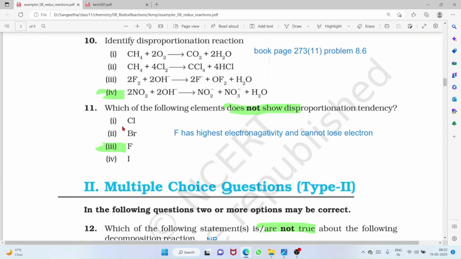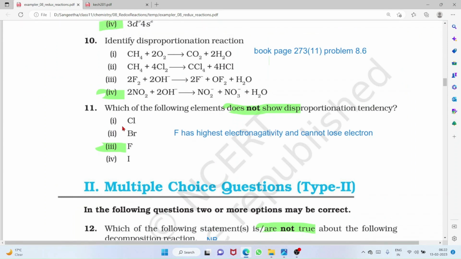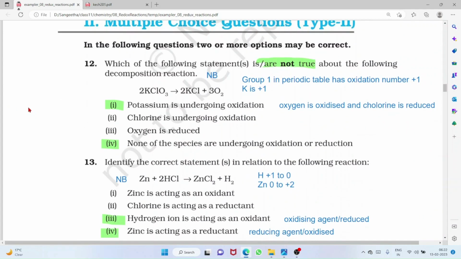Which of the following elements does not show disproportionation? Because fluorine has the highest electronegativity, it has only one oxidation state. F has the highest electronegativity and it cannot lose electrons. So there is only one oxidation state, that is negative one. Which of the following statements are not true about the decomposition reaction? Okay, 12.